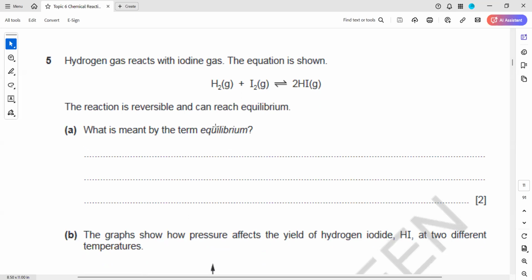They ask, define the term equilibrium. What is meant by the term equilibrium? The rate of the forward reaction and the rate of the backward reaction are the same. So that is one mark, if you say the rate of forward is equal to the rate of backward. What is the second point?